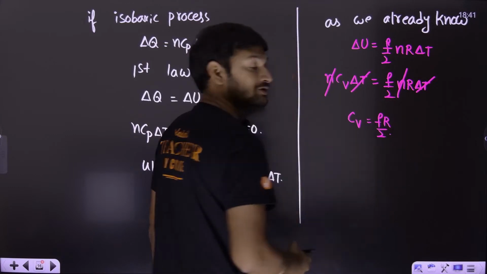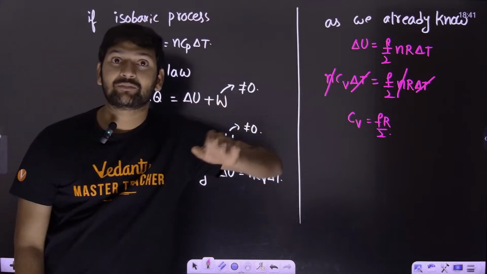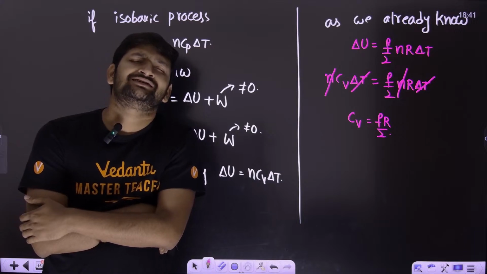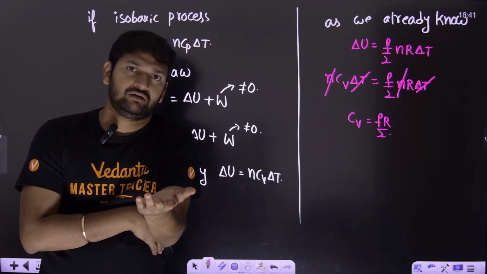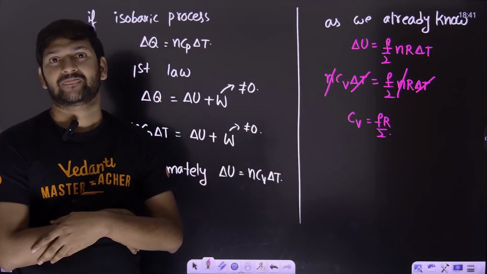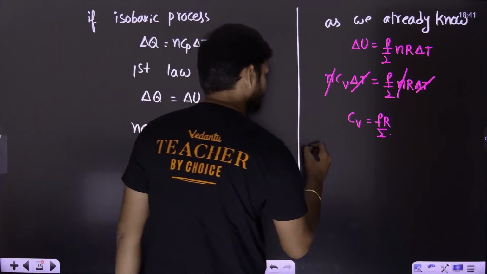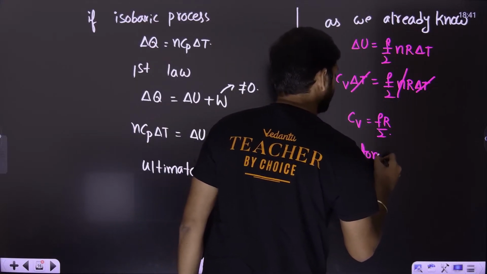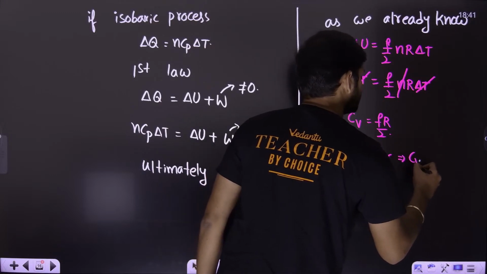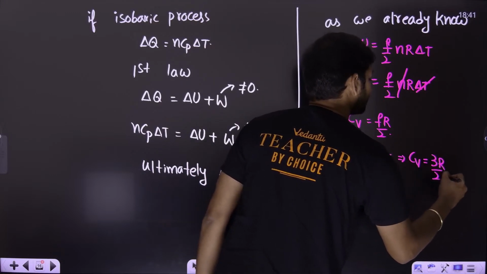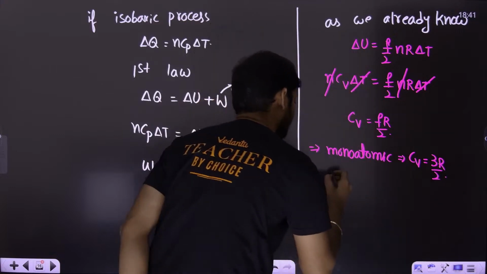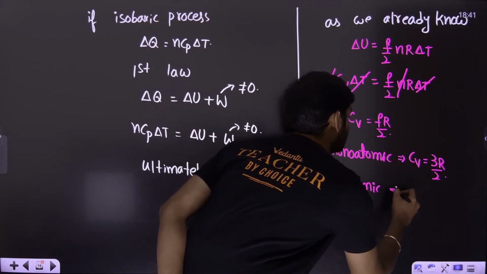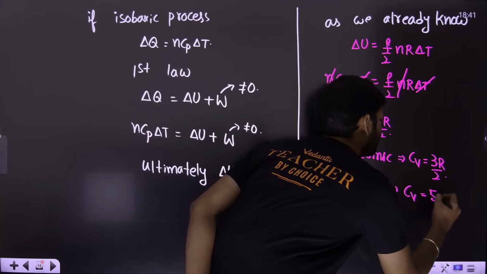Cv is FR by 2. Do you remember in chemistry they make you mug up, right? Cv for monoatomic 3R by 2, diatomic 5R by 2, polyatomic 6R by 2. This is the reason why. This is how you actually get it. For monoatomic, obviously degrees of freedom are 3. In the previous class we dealt with degrees of freedom. For diatomic, the Cv is going to be 5R by 2.